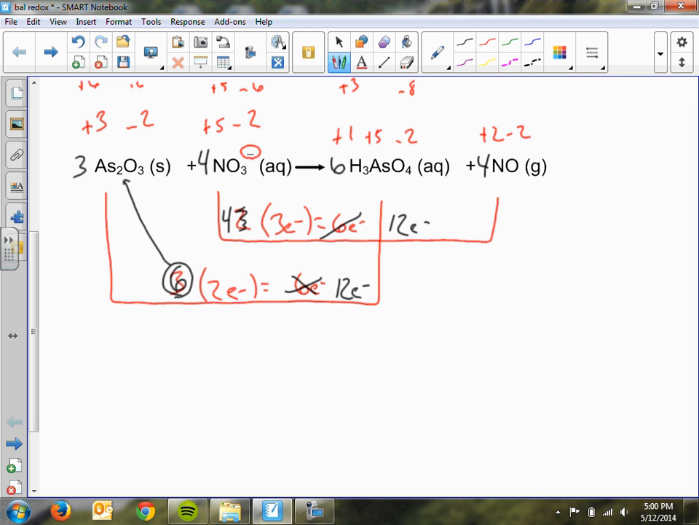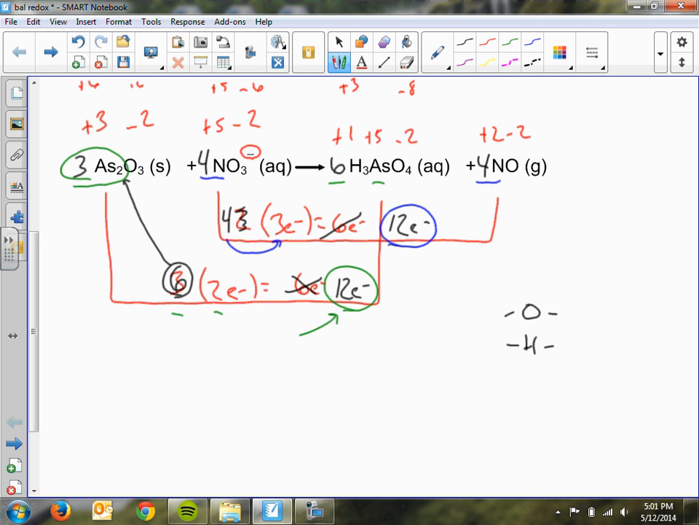And now let's double check. If I look here, I've got a total of 6 As. 6 times 2 is 12 electrons. For my nitrogen, I've got 4 nitrogen. 4 times 3 is 12 electrons. So I know my electrons are balanced. Then I want to just balance the rest by inspection.